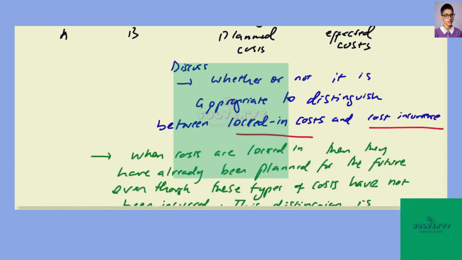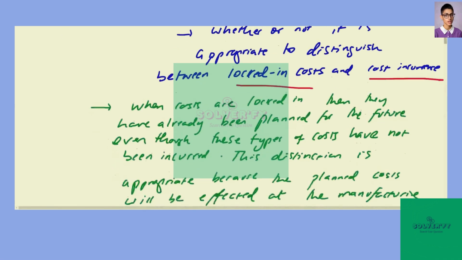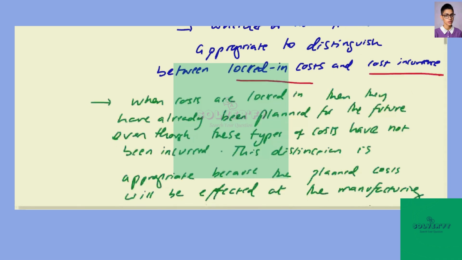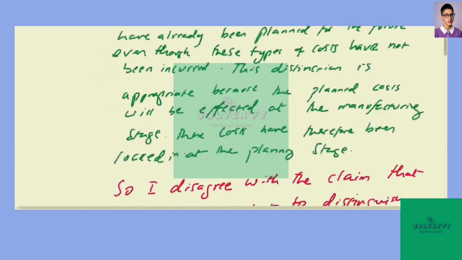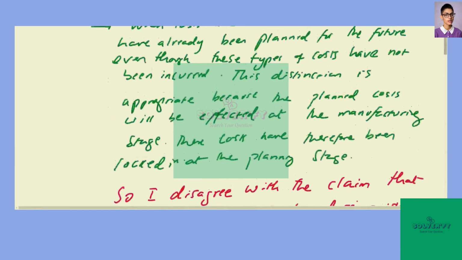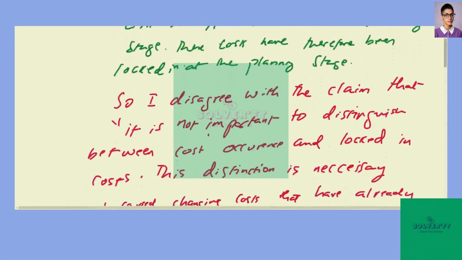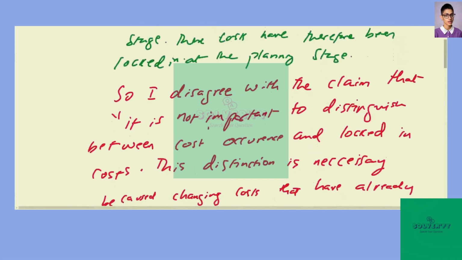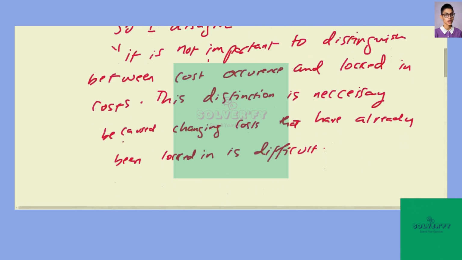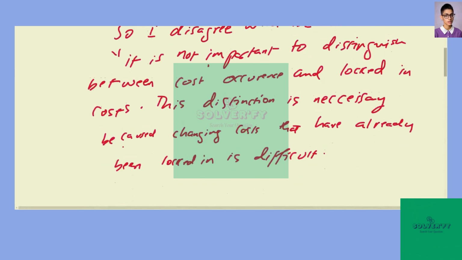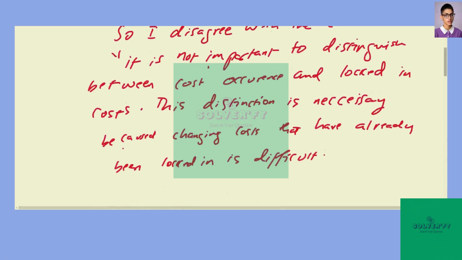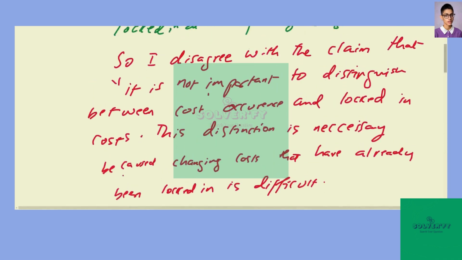between locked in costs and cost occurrence. And so some people say we should not have the distinction. Other people say we should have the distinction. I agree that we should have a distinction, and that's because the locked-in costs happen at the planning stage, where once you set them up, then it's difficult to change them. And then the cost occurrence happens at the manufacturing stage at a different point in time, where once you incur the cost, then that's when you're going to see how much was supposed to be spent on specific projects.